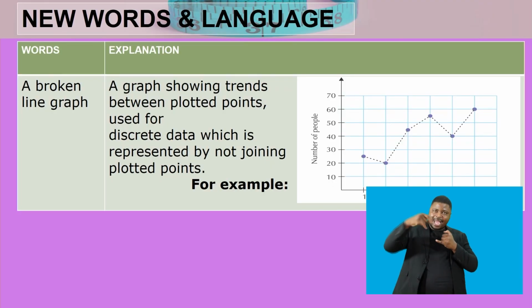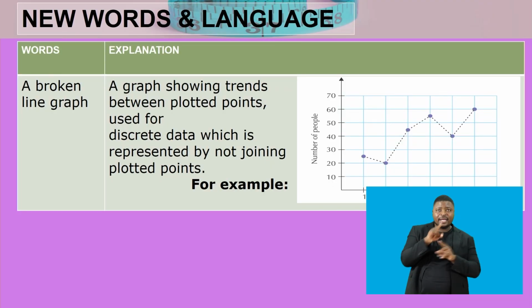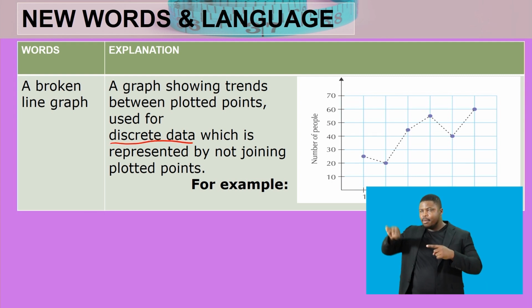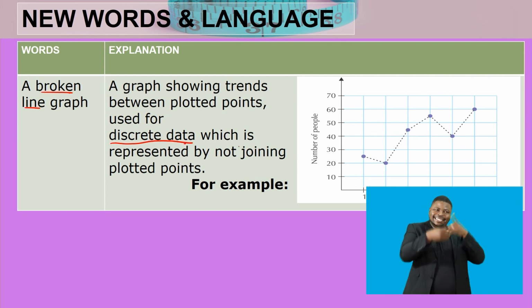Then we go to a broken line graph. A broken line graph is a graph showing trends between plotted points used for discrete data. So a broken line is for discrete data, which is represented by not joining the plotted points. There we are given a graph that indicates the bus trips and the number of people in the bus trips. For the first bus trip, we had about 25 people. For the second bus trip, we've got 20 people.